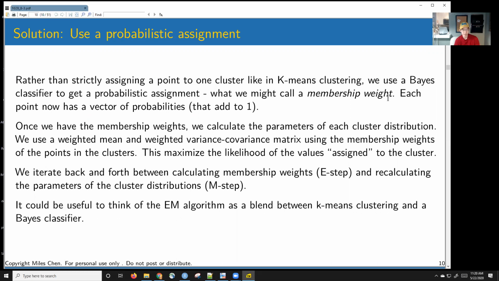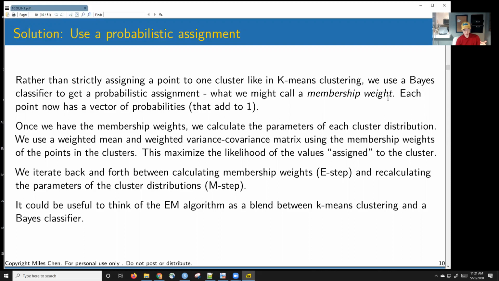Once you have those membership weights, these probabilistic assignments, we're going to recalculate the parameters of each cluster distribution. Each distribution here is a multivariate Gaussian, and a multivariate Gaussian needs a mean vector and a variance covariance matrix. So once you have the membership weights, you're going to recalculate the mean and the variance covariance matrix of each cluster distribution.